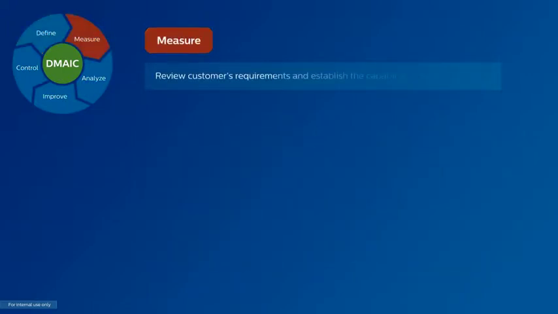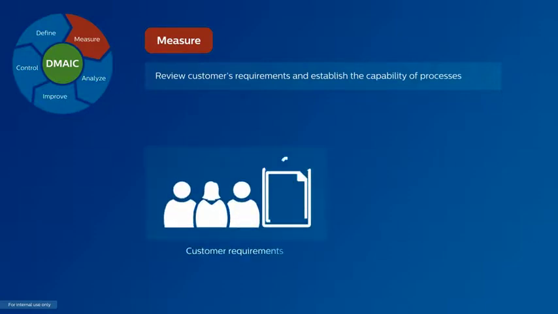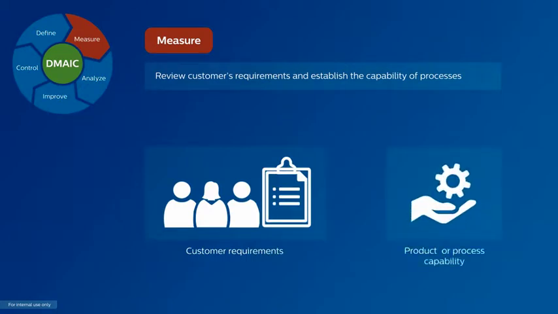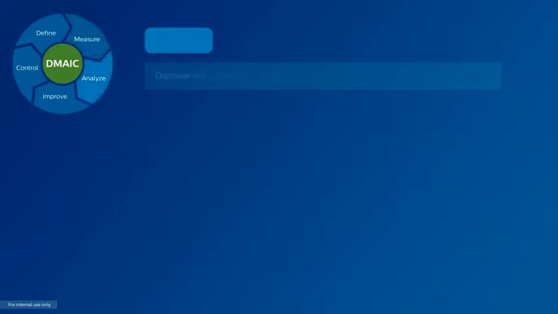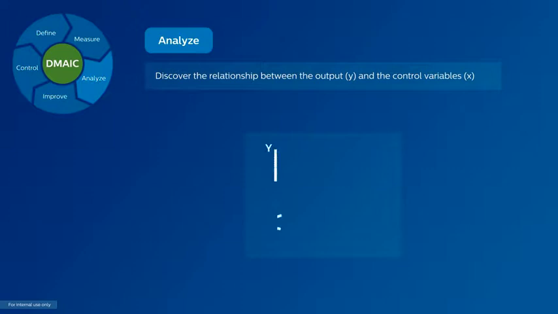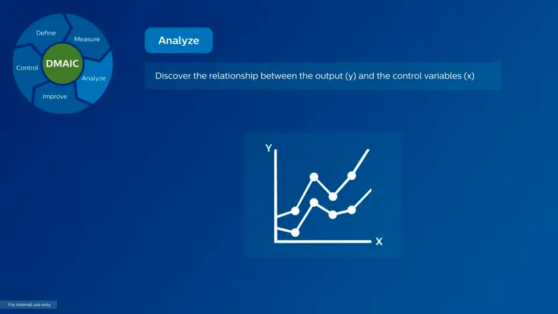Next is the measure phase. In this phase, you should review the customer's requirements and establish the capability of the process to meet these requirements. During the analyze phase, you discover the relationship between the output, Y, and the control variables, X. And then we determine which control variable is the root cause for the process not meeting its target.